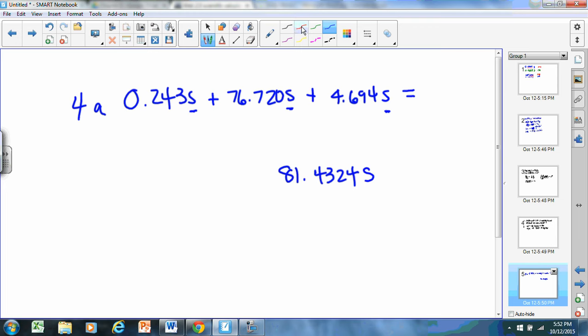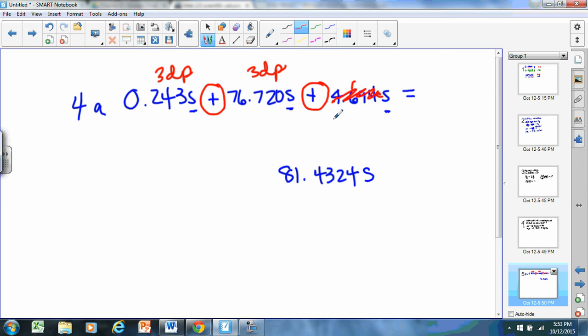Now here's the crazy part. I'm going to switch colors. We are adding. When you add, you don't count sig figs. You're only interested in what's going on to the right of the decimal point. This number has 3 places to the right of the decimal point. This has 3 places to the right of the decimal point. This, however, I dropped this.